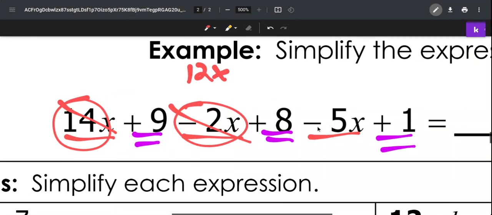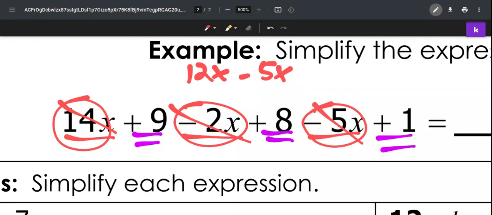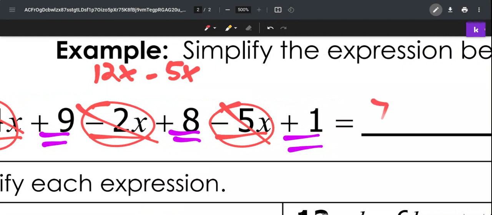But now we still have one more x variable term, which is right here. And there's a minus in front of that. So we're going to say 12x minus 5x. And then we cross this out, and that equals 7x. So once again, you add or subtract the coefficients and then just keep x in your answer.